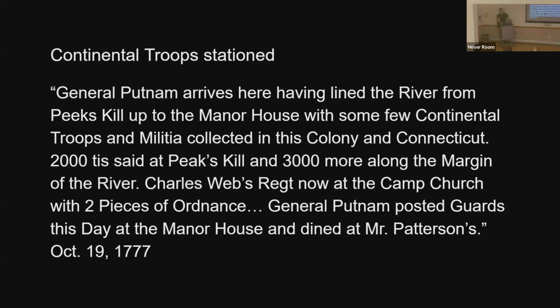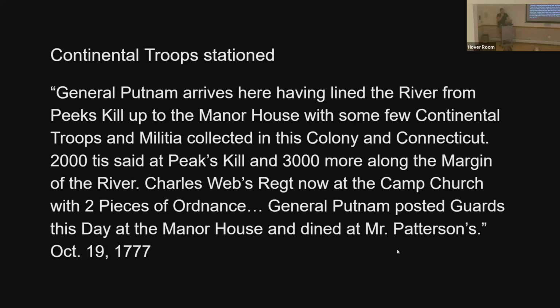General Putnam posted guards this day at the Manor House and then dined at Mr. Patterson's. Mr. Patterson, as we said earlier, lived somewhere in Linlithgow during the Revolutionary War. This little piece here, Charles Webb's regiment now at the camp church with 2 pieces of ordnance. Whenever I would hear Smith's memoirs referenced in reference to Germantown history, it was always this one line, essentially proving that there was Revolutionary War activity in Germantown.